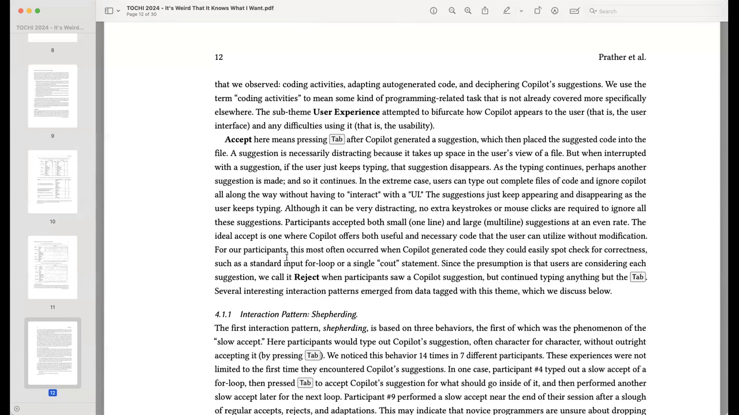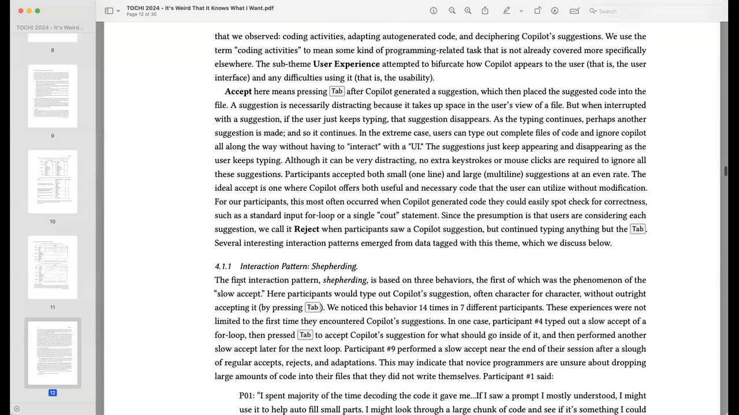User experience, which is how Copilot appears to the user and any difficulties using it. And then accept and reject. Accept here is when a user presses tab and it drops the code right into their file. And reject is when a suggestion comes up from Copilot, but the user continues typing and effectively ignores it.